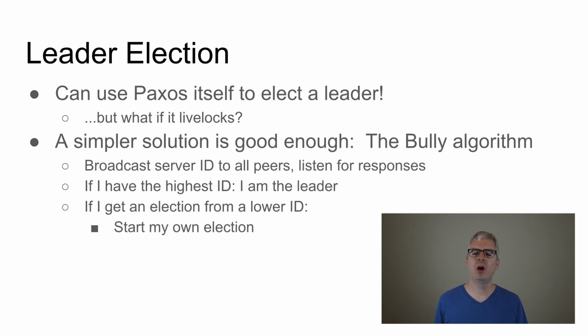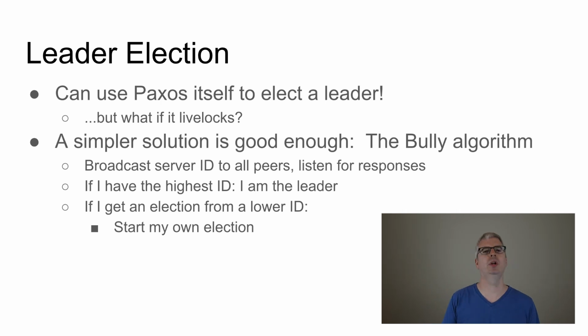So how do you go about electing a leader so that you only have 1 server proposing at a time? You can use Paxos itself. You can have a special round of Paxos where what you do is you try and get consensus on the name or the ID of a single server in your Paxos cluster. And that works. You have all the servers say, I'm going to run Paxos and see if I can get my server name agreed to as the leader. But what if that round of Paxos itself live locks? Then you haven't really solved the problem, have you?